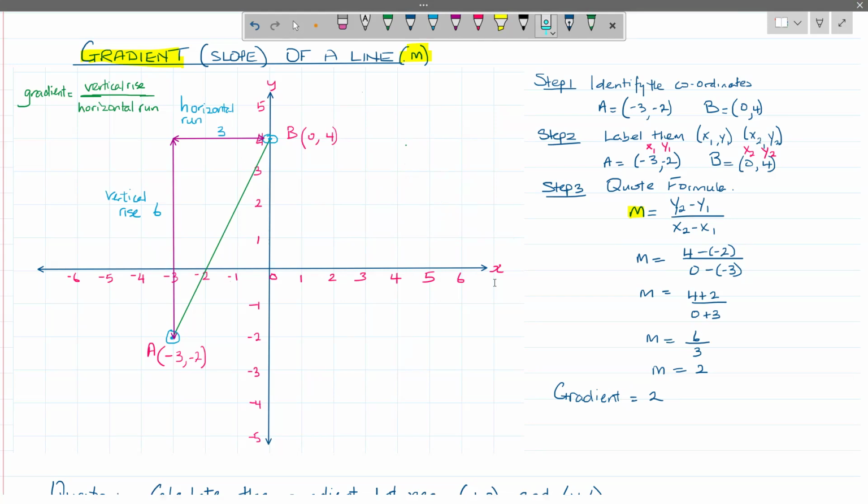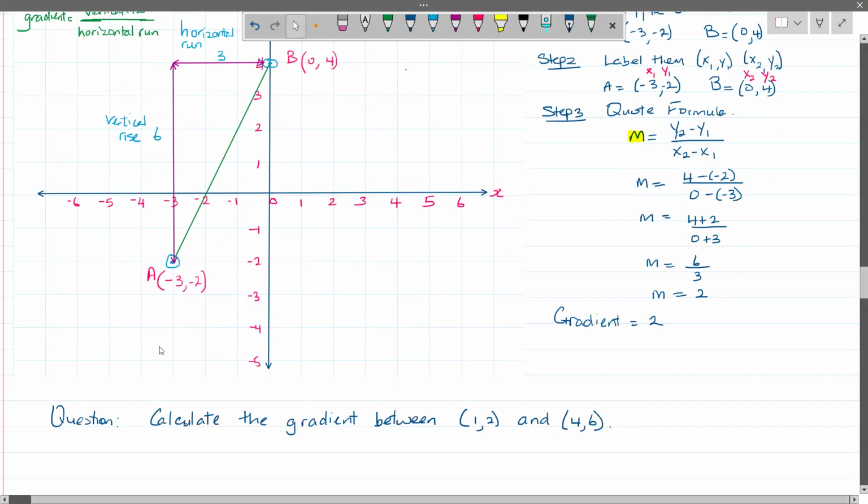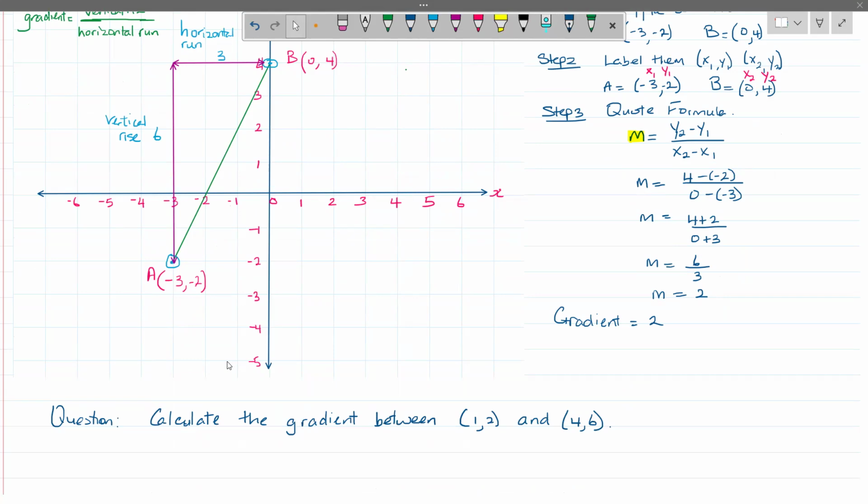Right. So just like the others, I've got a little question for you to try. Remember, we're using the steps: identify points, label them, put a formula, drop them in the formula. All right, so work on this one for me now. Calculate the gradient between (1, 2) and (4, 6). Now, unlike the midpoint and the length of a line, we don't need the endpoints to find the gradient. It can be any 2 points on the line, but you need 2. Okay? All right, work this one for me now.